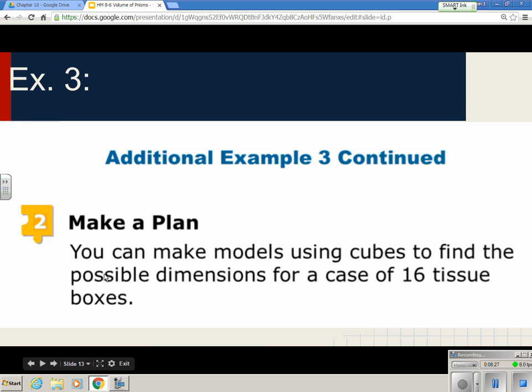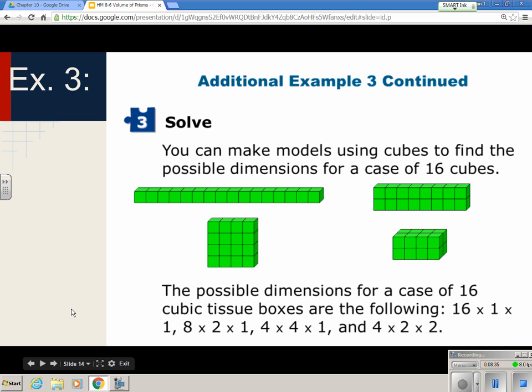So first thing you need to do is make a plan. We're basically looking to find models that have a product of 3 factors, and those 3 factors have to equal 16. One possible way is 1 as its height, 1 as its width, and 16 across. So you could have 1 times 1 times 16. You could have 4 across, 4 high, 1 deep. 4 times 4 is 16 times 1 would work.